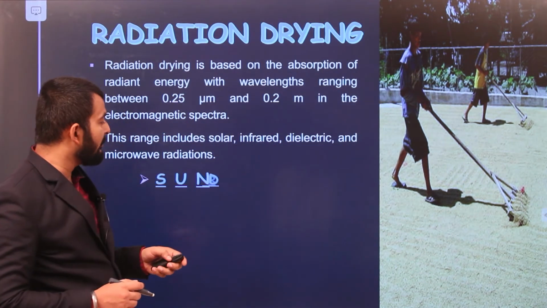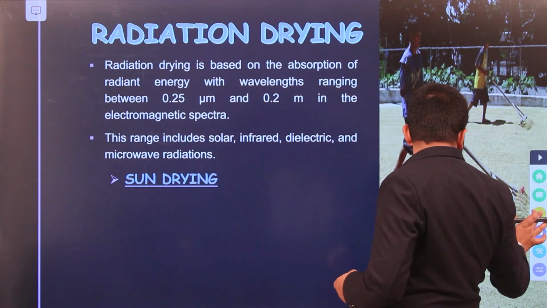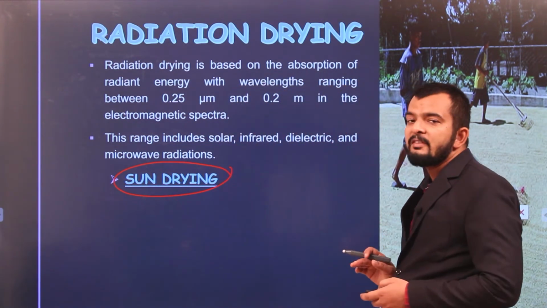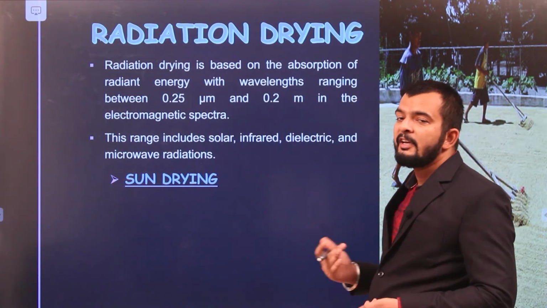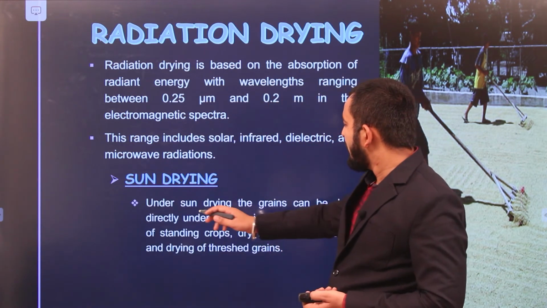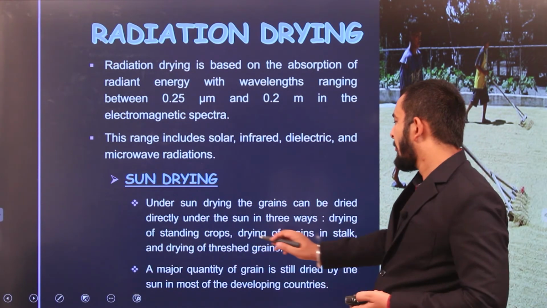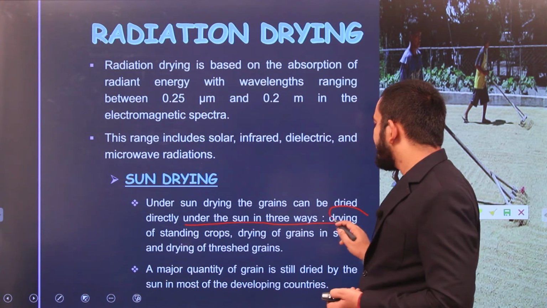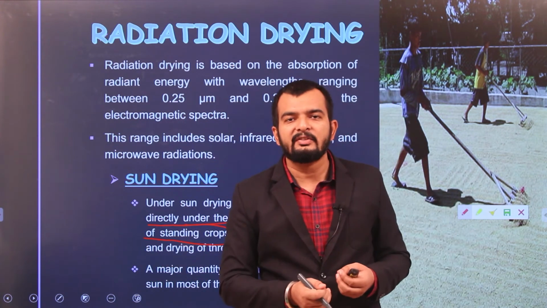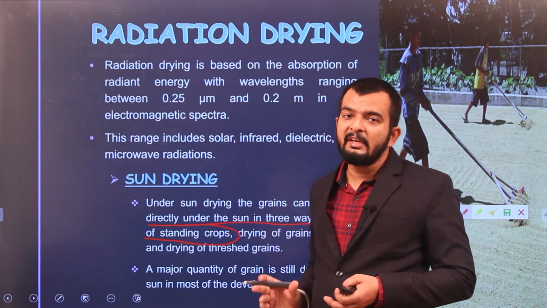Next, the first method of radiation drying is sun drying. As I have already discussed, sun drying is the most primitive one. It is the most commonly used method, and since the sun is free, of course, this type of drying is very economical. Under sun drying, the grains can be dried under direct sun in three ways. Either we keep the standing crops in the sun, that is, we have not harvested the crops and we leave them out in the sun to dry, so that all the stalk along with the seed will dry.